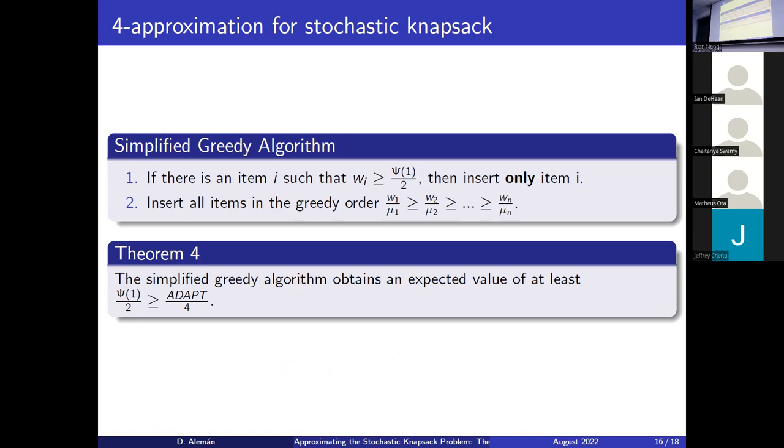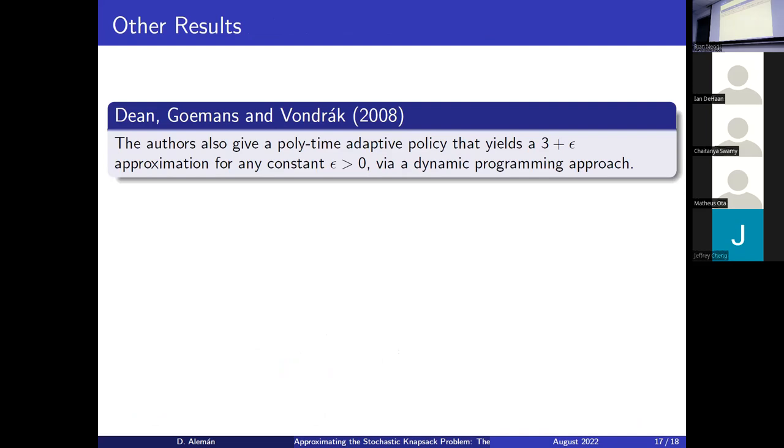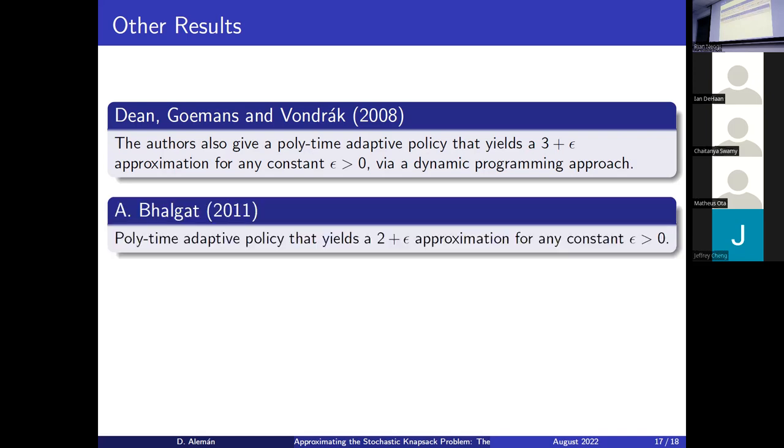And so that's all the results that I was going to show you, but here are some additional results that either I didn't mention or are in another paper. For instance, the same authors of this paper give a polytime adaptive policy that yields a 3+ epsilon approximation for any constant epsilon via a dynamic programming approach. The best current approximation for a polytime adaptive policy is given by Vygott. He gave a 2+ epsilon approximation for any constant epsilon.